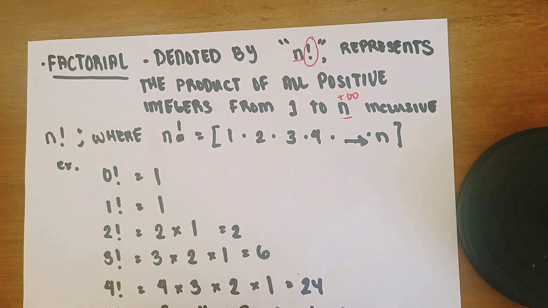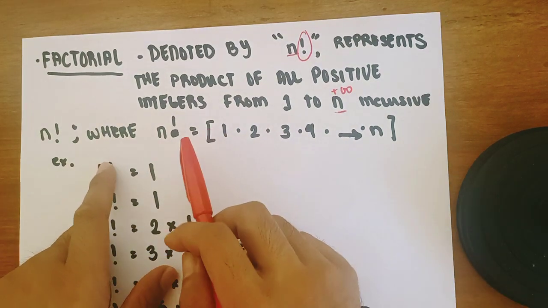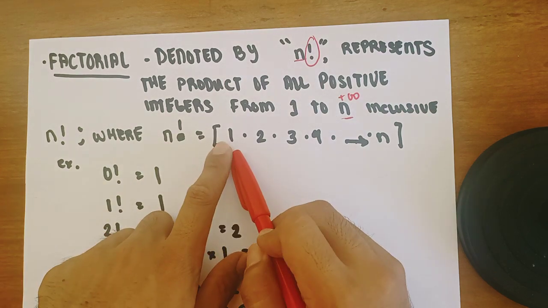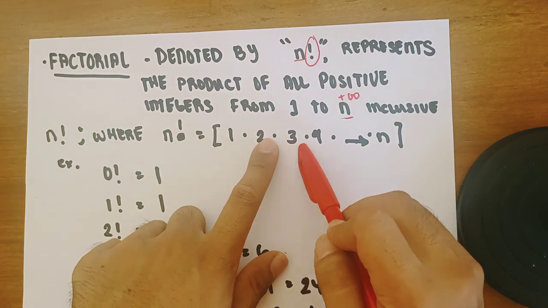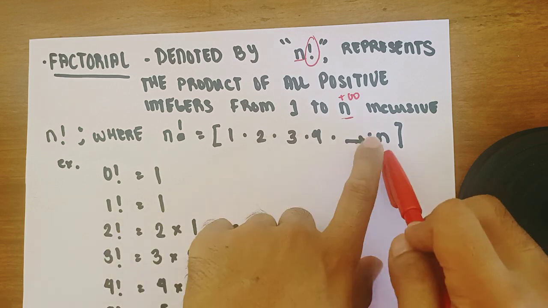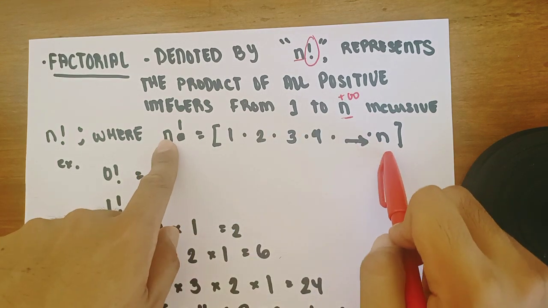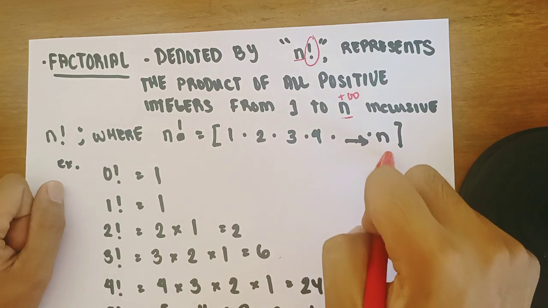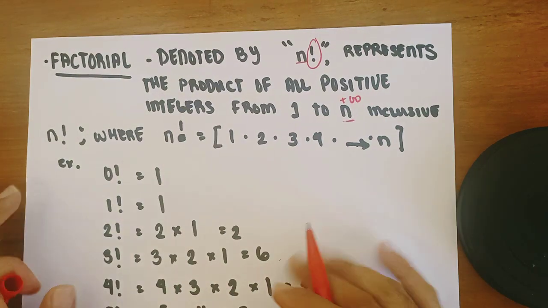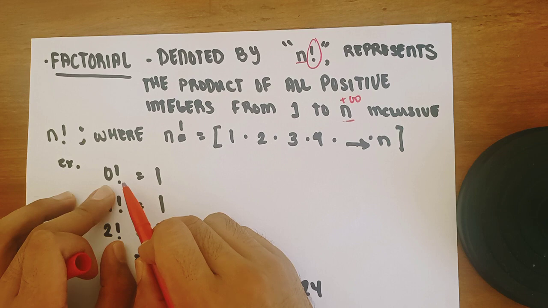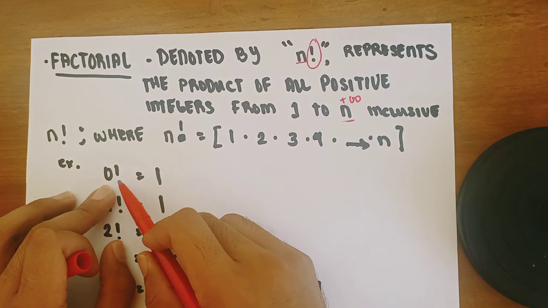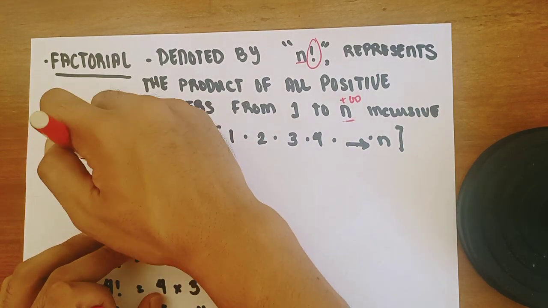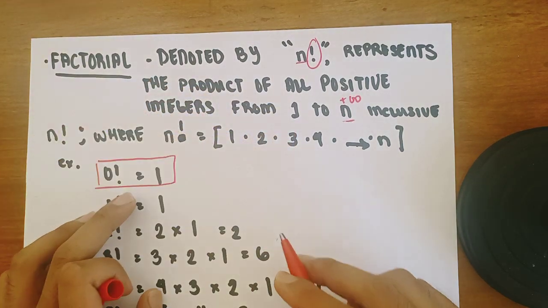Makikita natin siya ganito. N is 1 times 2 times 3 times 4 times 5, up to kung anong number man itong n na to. So basically, factorial is just a sequence, type of sequencing siya. So pag sinabi natin, examples niya, 0 exclamation point or 0 factorial. 0 factorial is 1. This is a rule.